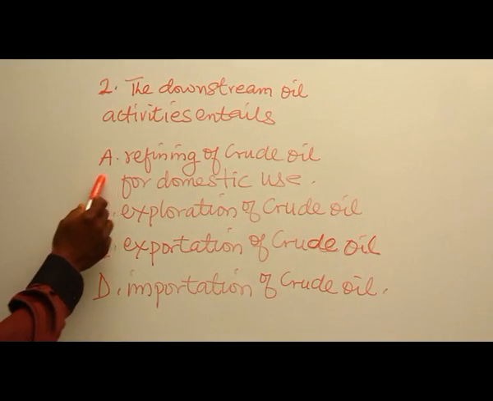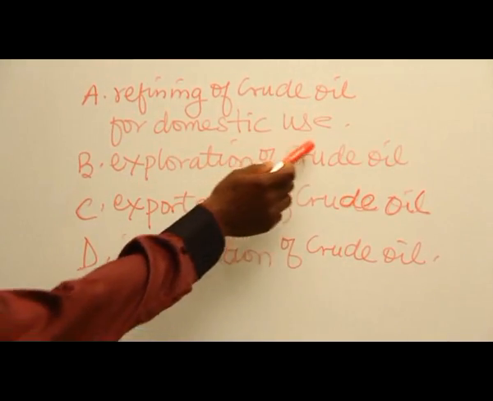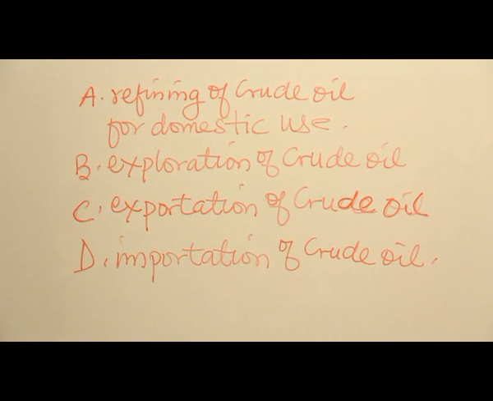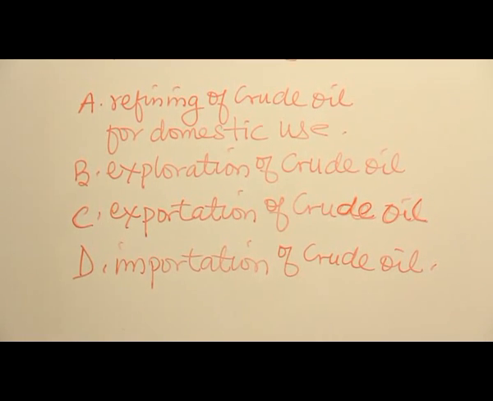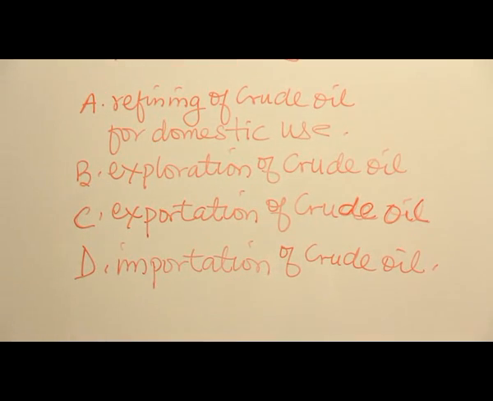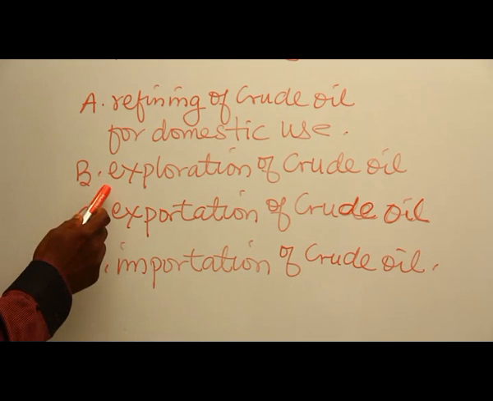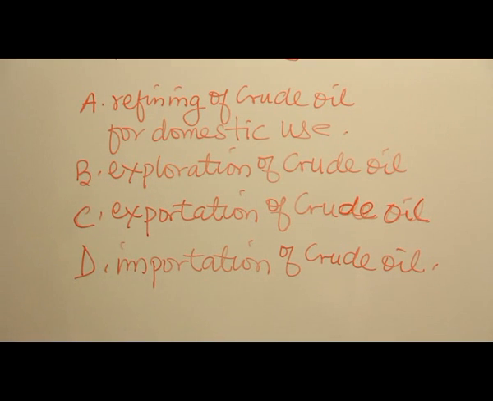Option A, refining of crude oil for domestic use. Option A is correct because it's talking about refining of crude oil, which tallies with the activities of the downstream sector. Now, option B, exploration of crude oil. This is the upstream sector. So B is not correct. C, exportation of crude oil. This is international trade. C is not correct. D, importation of crude oil. Also international trade. So D is not correct. The correct option is A.